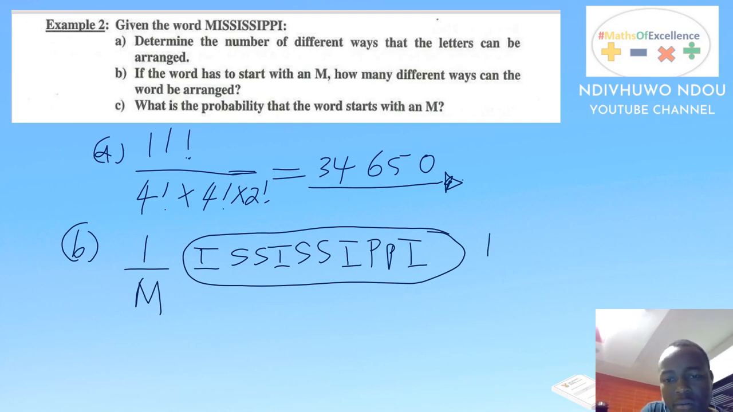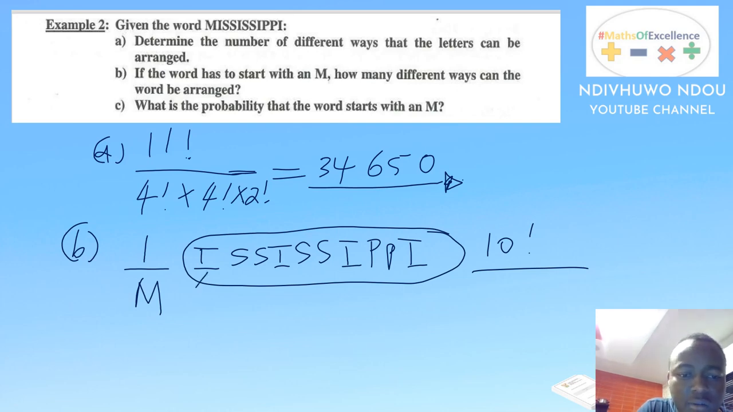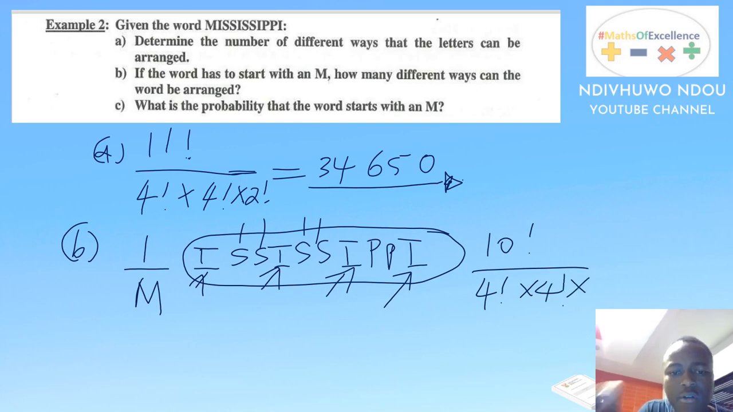10 of them will be 10 factorial divided by... we have some repeating letters, right? We have to divide by them. We have I that is repeating 1, 2, 3, 4, so we need to divide by 4 factorial. We also have S that is also repeating 1, 2, 3, 4. We have to divide by 4 factorial, and we also have P that is repeating 2 times, so we need to divide by 2 factorial.